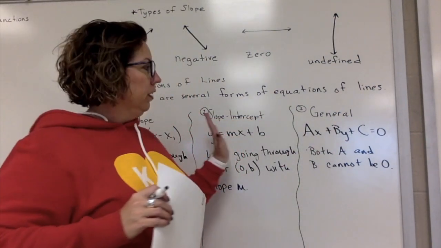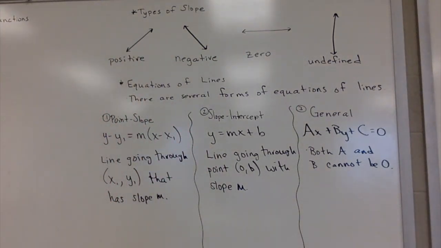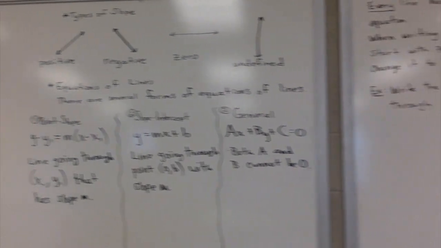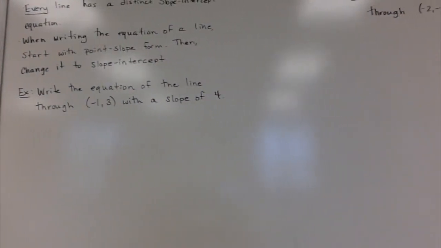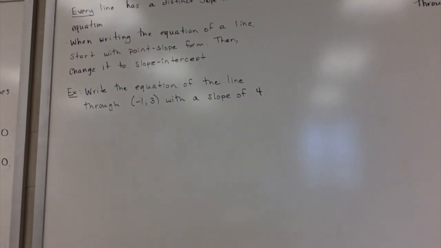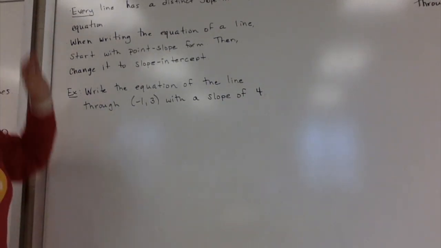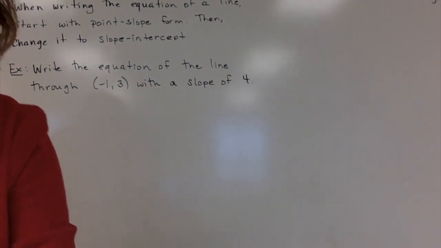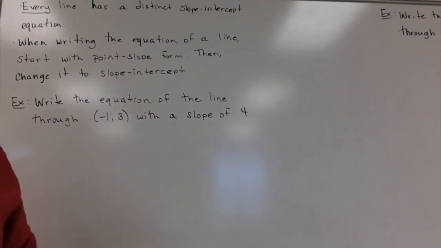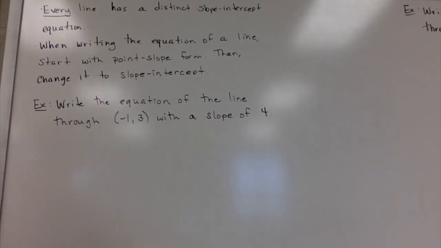So these are the three different forms of equations of lines that we talk about. However, as I slide the computer over, what we do know is that every line has a distinct slope-intercept equation. And when we say distinct, remember that distinct means different, okay, unique. So every line has a distinct slope-intercept equation. That's why we like slope-intercept form really the best, because it is unique to each line. So when we're writing the equation of a line, generally what you'll be doing on your assignments is starting with point-slope form and then changing it into slope-intercept.